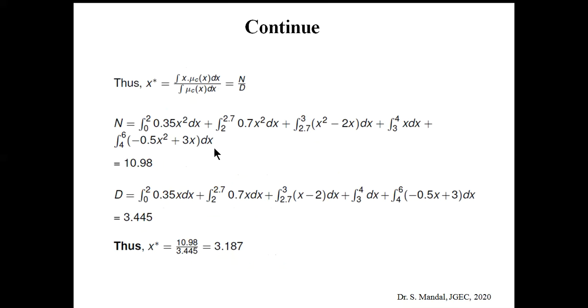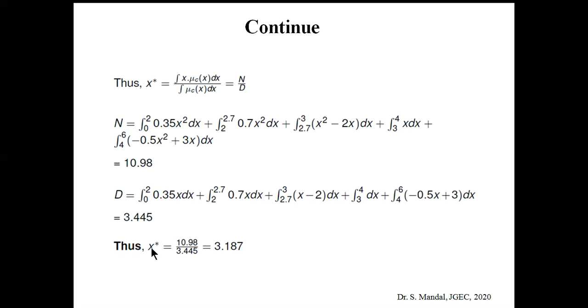Now just apply the integration process for all the 5 areas. The corresponding crisp value will be the integration of x mu C(x) dx as the numerator, and the denominator is the integration of mu C(x) dx. Here, if we make the integration, the value of the numerator is 10.98 and the value of the denominator is 3.445. If we divide them, the value of x star will be 10.98 divided by 3.445, that is 3.187.